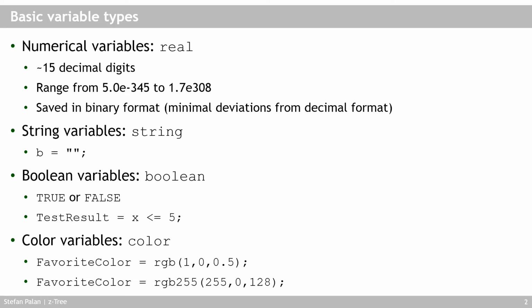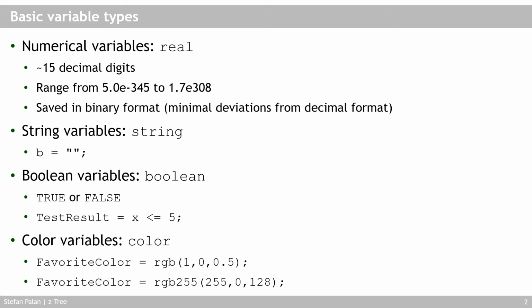Boolean variables can only contain the value true or false. So for example, you could create a Boolean variable by saying test result equals x less than or equal to 5, and then SETRI would evaluate this expression and say, is x less than or equal to 5? And if it is, then test result will be set to true, and if it's not, then it will be set to false. If you want to use true and false directly, just be careful, because remember, SETRI is case sensitive and they need to be in all caps, so all in capital letters.